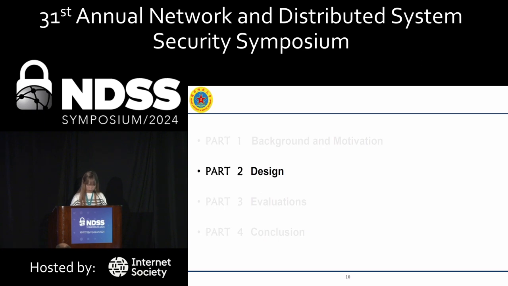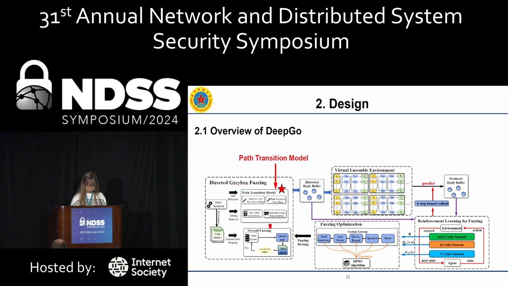Next, we introduce the design of DeepGo. This figure represents the overview of DeepGo, and DeepGo consists of four components. The first component is the directed greybox fuzzing component. The component continuously mutates seeds to generate inputs for reaching the targets. To address challenge one, we introduce the path transition model.